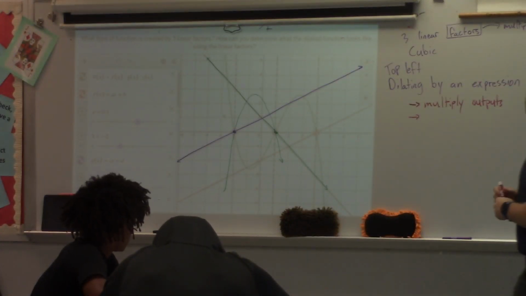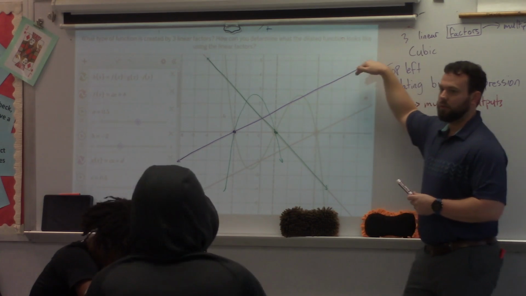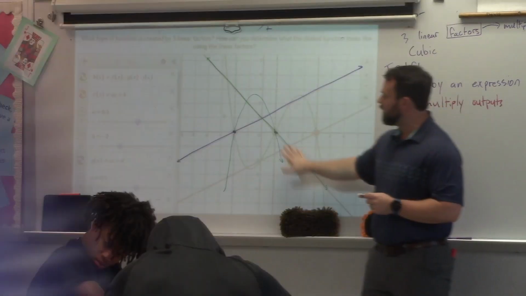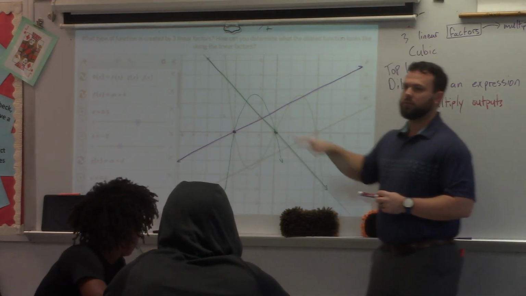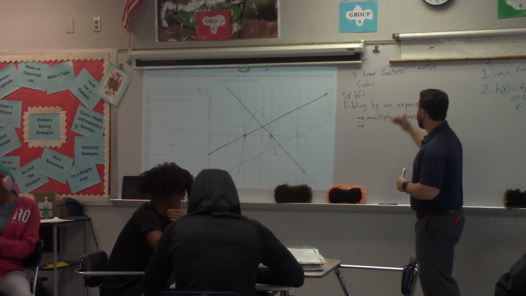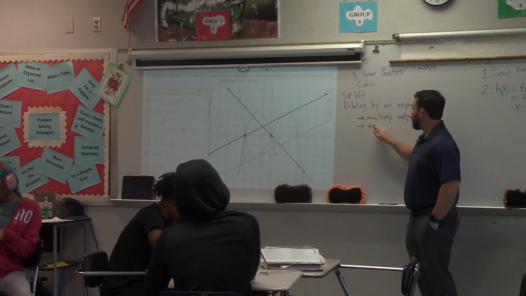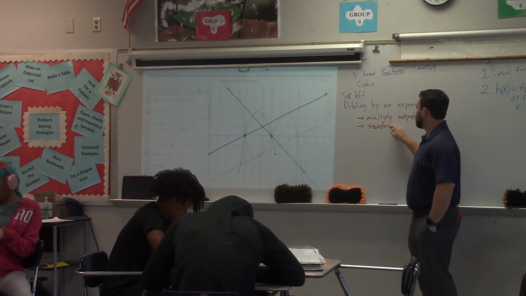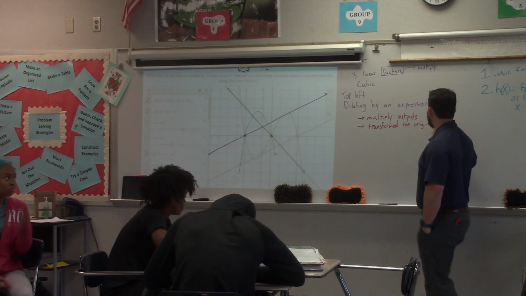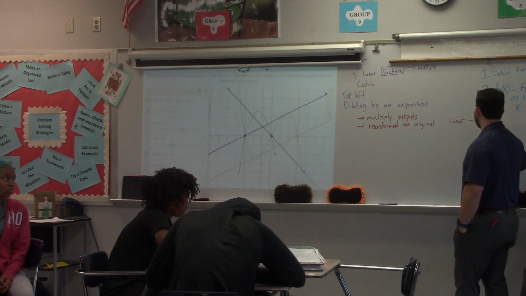When we dilate by an expression, remember, I started with this purple line right here, right? But then I dilated it by this green line, and I created what type of function right here? A quadratic. We created a quadratic, a parabola, right? So we multiplied those outputs, we dilated by an expression, but we transformed the original function by what? What happened when we went from a linear to a quadratic? How did that transform the function?